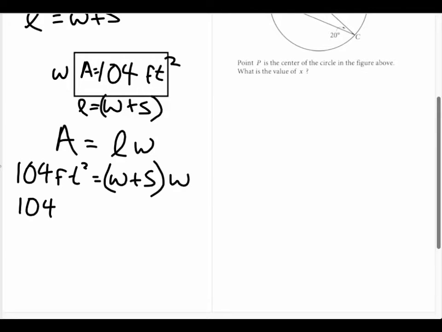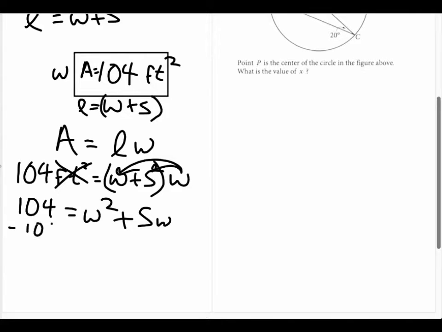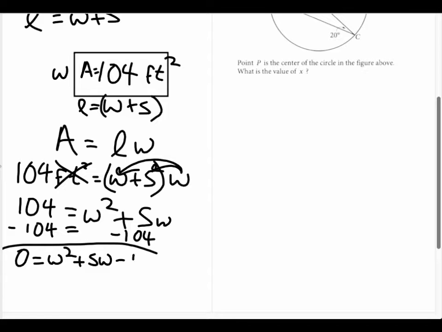So I've got 104. We're going to come to the units later. W times W is what? W times 5 is what? What does that kind of look like? It looks like something else. It's a quadratic, right? If I subtract 104 from both sides, I get 0 is equal to W squared plus 5W minus 104. Isn't that a quadratic?